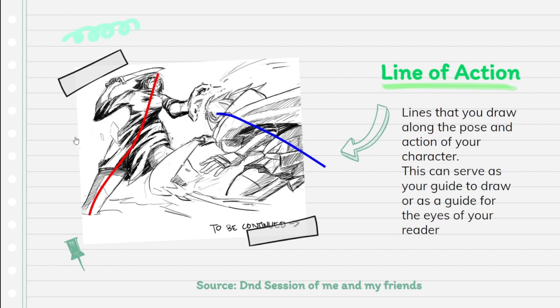The line of action. So what is the line of action? These are lines that you can draw alongside the pose of your character. A character's body posture flows along this imaginary line of action. You can use this as a guide to start drawing a pose from scratch, but you can also use this to help guide the eyes of the reader.